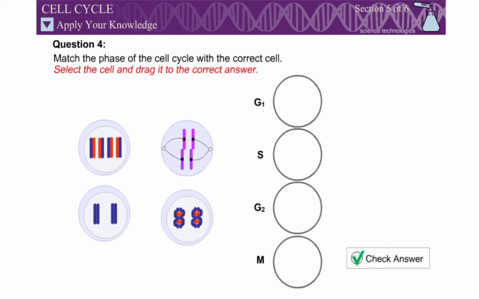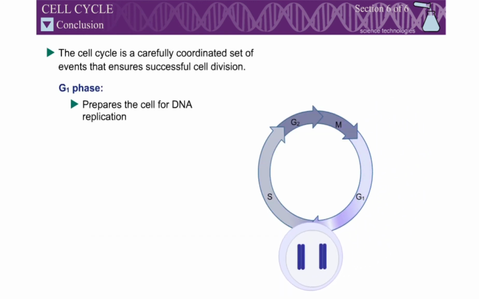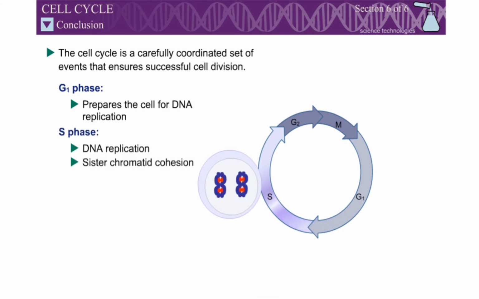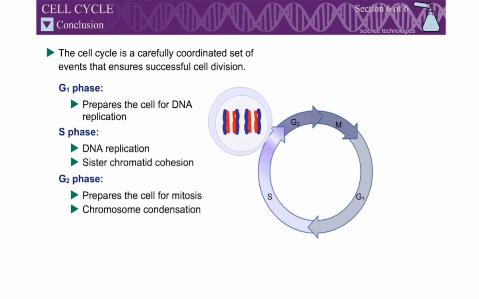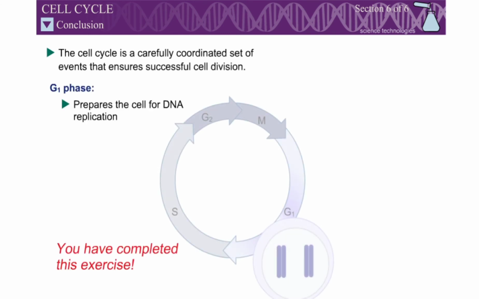Question 4. Match the phase of the cell cycle with the correct cell. The cell cycle is a carefully coordinated set of events that ensures successful mitotic replication of a parental cell into two daughter cells. You have completed this exercise.